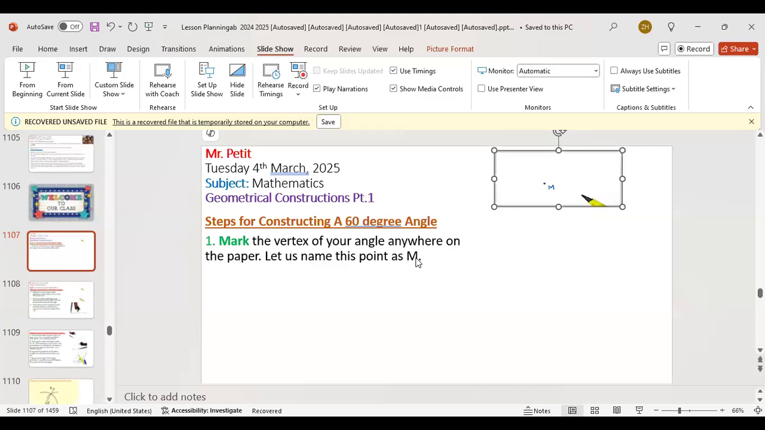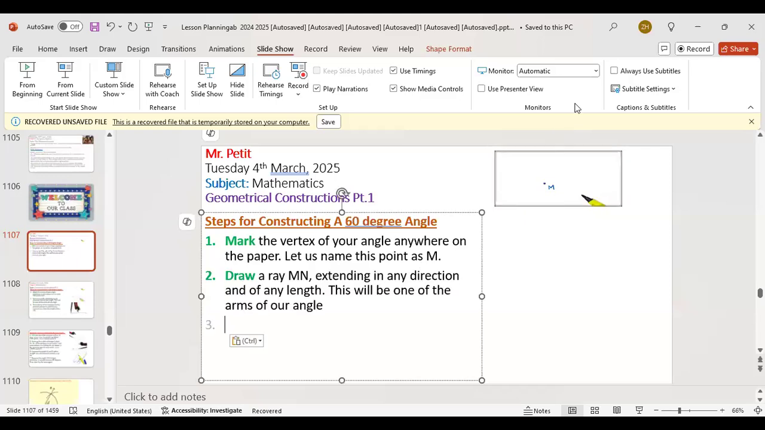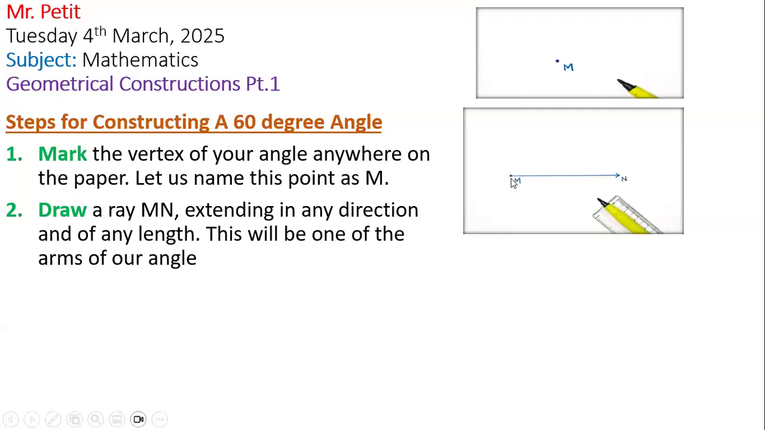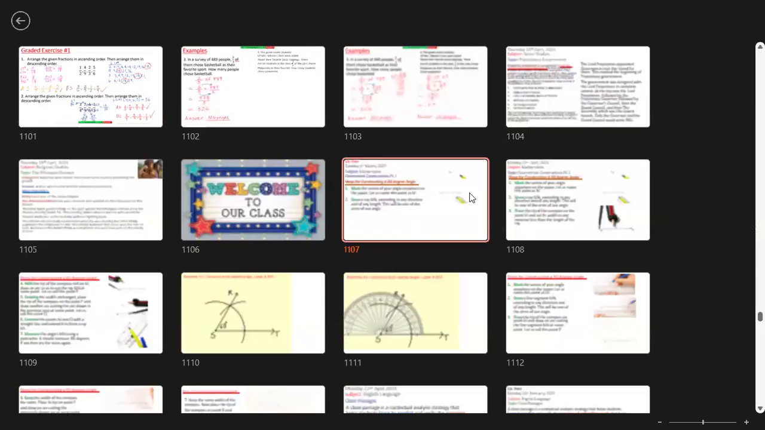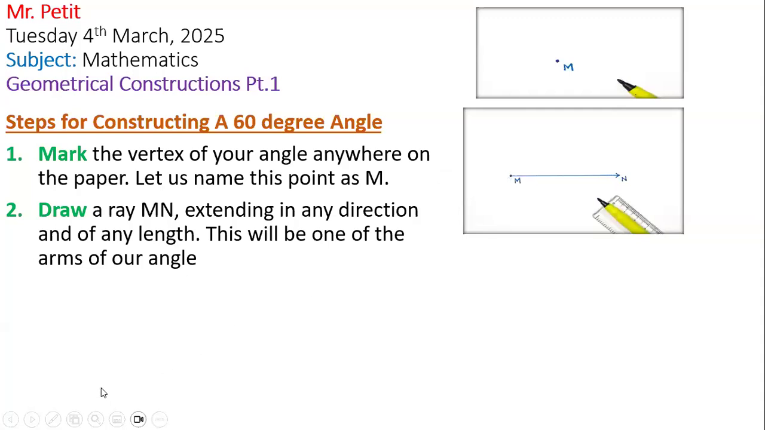All right, next. The next thing that we're going to do is draw a ray extending in any direction and of any length. That's going to be one of the arms of our angle. So basically what we're trying to do is form an angle. Let me show you all that. I'm going to start from M, from the same point, and I'm going to draw a line going to the left or to the right?